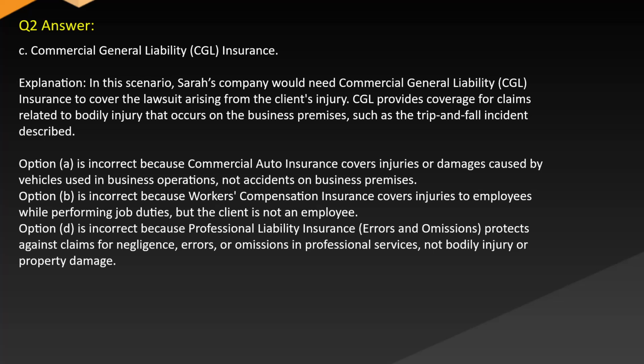Option A is incorrect because commercial auto insurance covers injuries or damages caused by vehicles used in business operations, not accidents on business premises. Option B is incorrect because workers' compensation insurance covers injuries to employees while performing job duties, but the client is not an employee. Option D is incorrect because professional liability insurance, errors and omissions, protects against claims for negligence, errors, or omissions in professional services, not bodily injury or property damage.